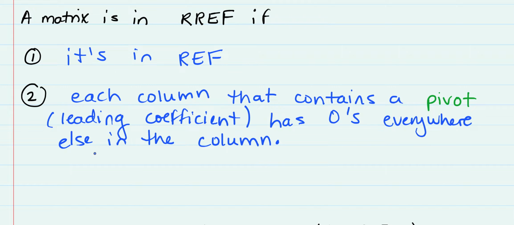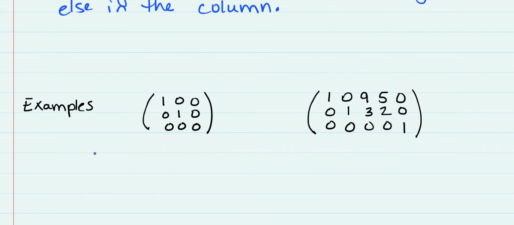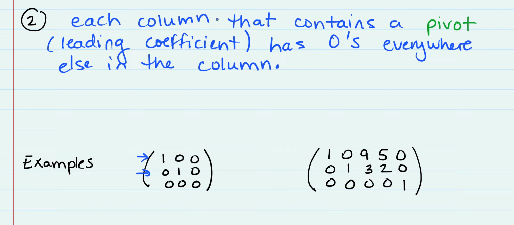So for example, these two matrices are in reduced row echelon form. First, they're in row echelon form, because look at this one. We have a 0 row at the bottom, and then we have a leading 1 here and a leading 1 here, and this leading 1 is to the right of this one. But also, this column here has only zeros and a 1. There's nothing else in this column, and same thing here. So that satisfies the second condition. Each column that contains a pivot, which is this leading 1, has zeros everywhere else in the column.